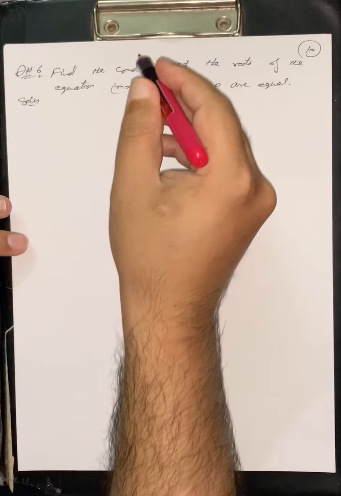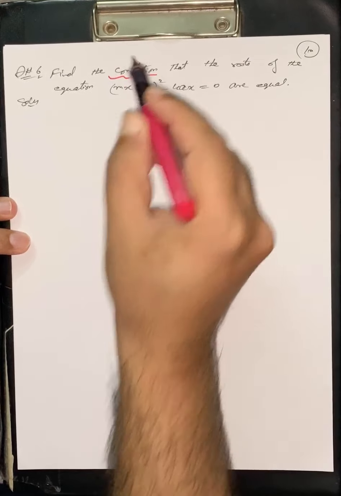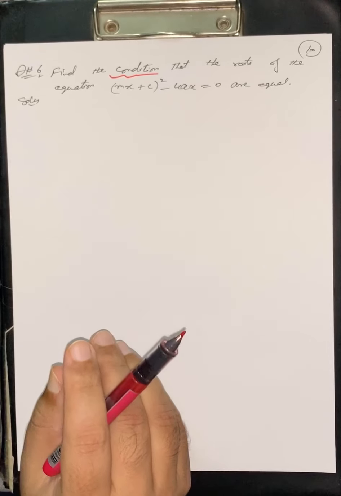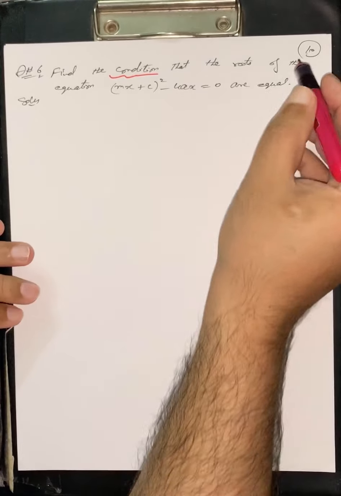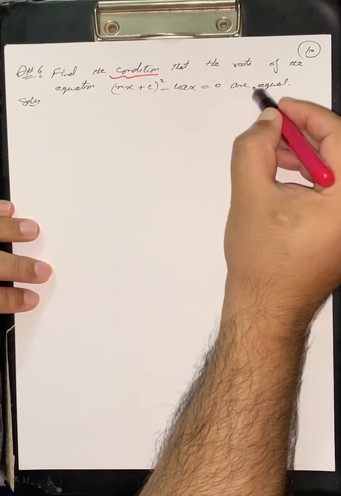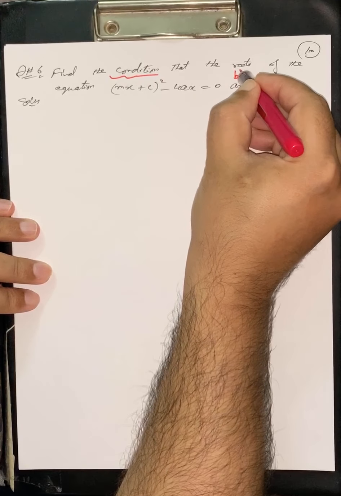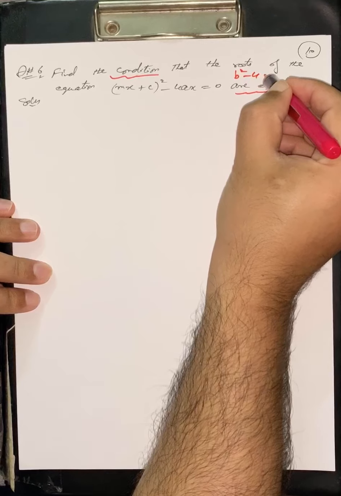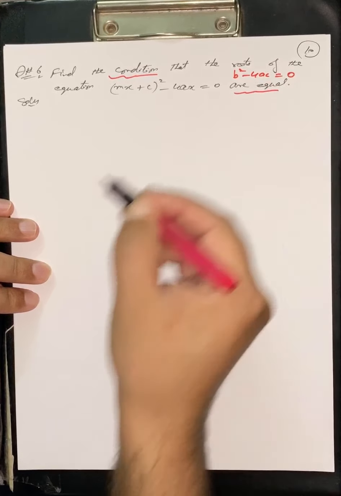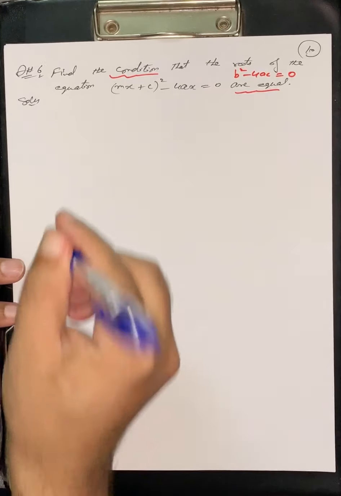Okay, we want to calculate the condition. Find the condition. So we write in the answer: required condition. The roots of the given equation are equal. Whenever the word equal comes, you know that we put the discriminant b square minus 4ac equal to 0. Okay, we'll go with the given equation.